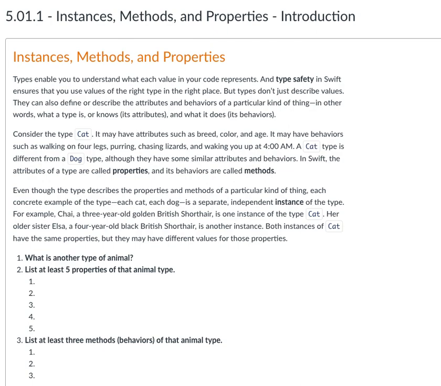In Swift, the attributes of a type are called properties, and its behaviors are called methods. Even though the type describes the properties and methods of a particular kind of thing, each concrete example of the type, each cat, each dog, is a separate, independent instance of that type.